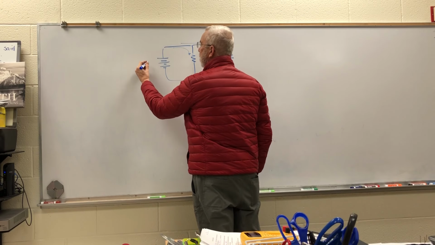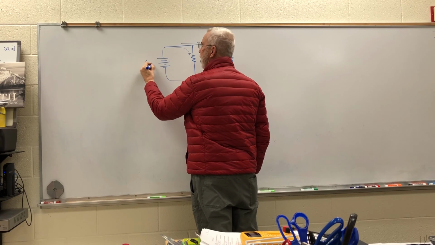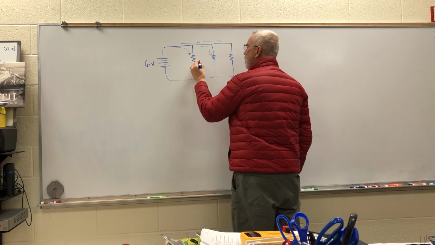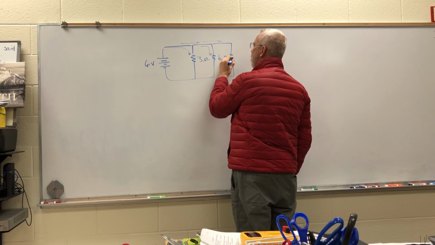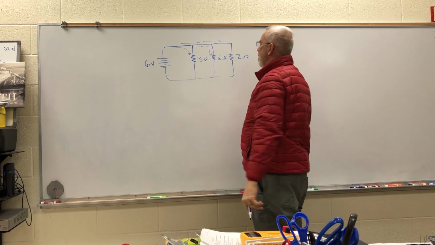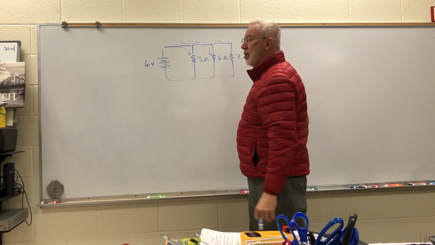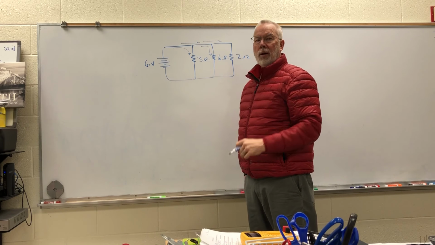Now, let's put some numbers in right quick. We've got a 6-volt battery. Let's make this a 3 ohm resistor and a 6 ohm resistor and a 2 ohm resistor. And so we've got 3 resistances in parallel.